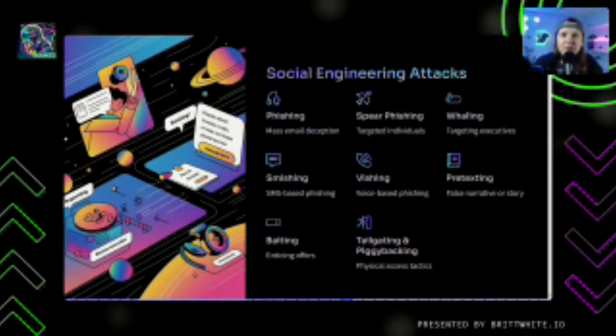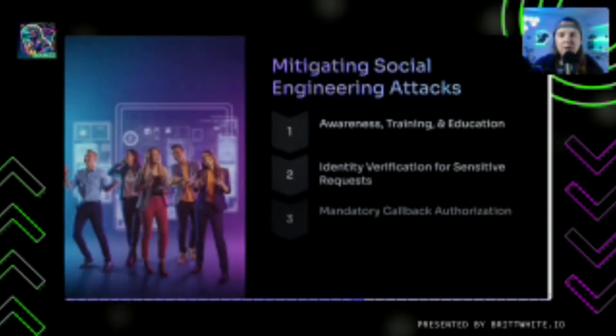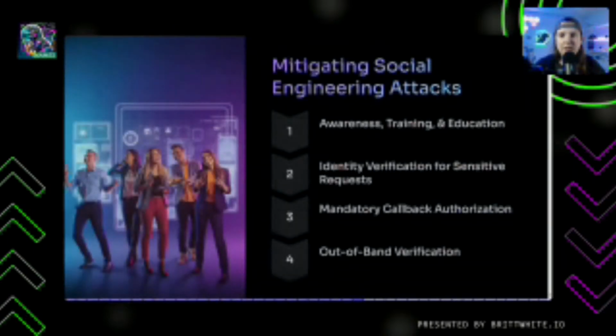But how can we prevent these types of attacks? How do we mitigate social engineering attacks? We can mitigate social engineering attacks primarily through awareness, training, and education. We must build a security-conscious culture, train the employees to be skeptical, and not only learn how to recognize red flags, but learn how to start looking for them in the first place.